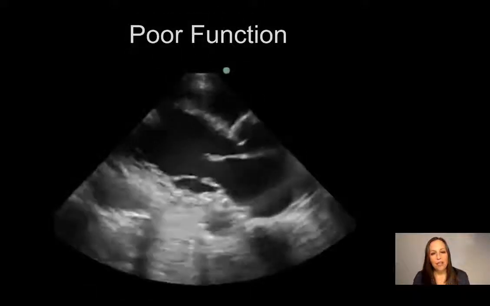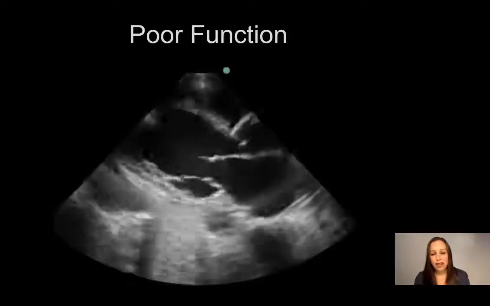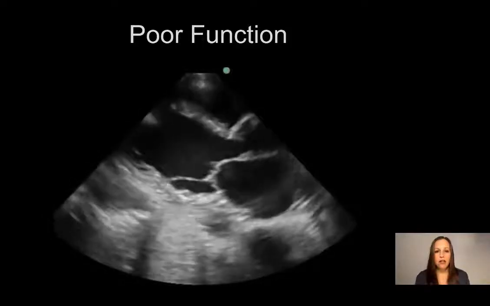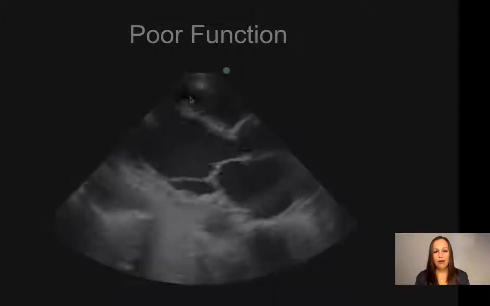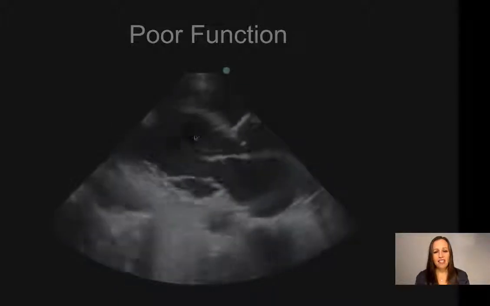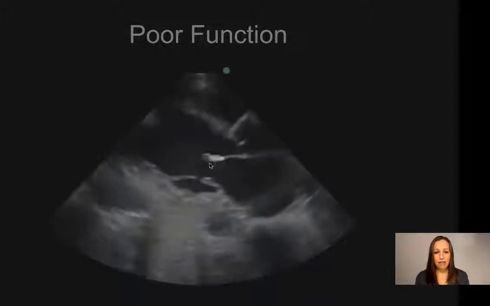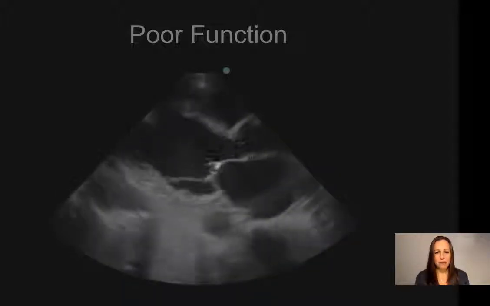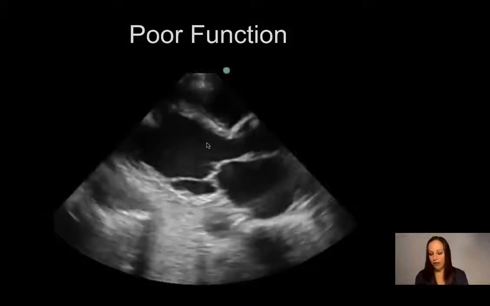Our next example here, again, we can see right away this is not the same pattern that we're used to seeing. Focusing on the posterior wall of the left ventricle, that barely moves, the size of the left ventricle barely changes, and this anterior leaflet of the mitral valve kicks out just a bit but barely moves towards that septum. So this is an example of poor function.